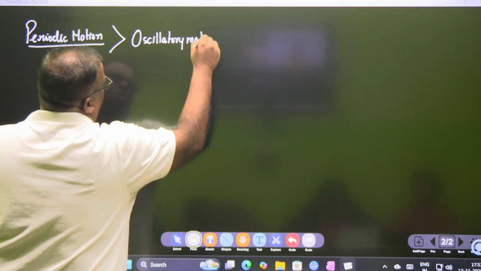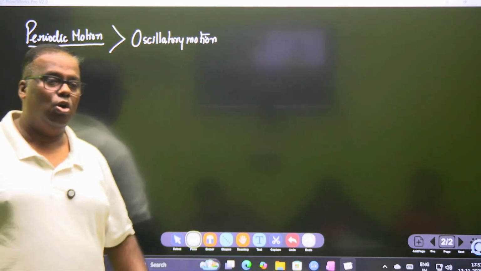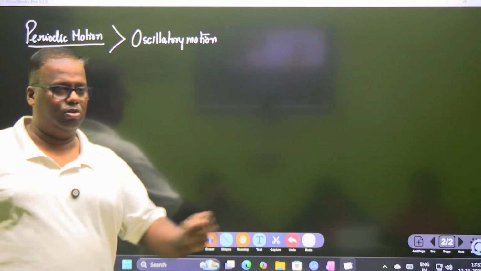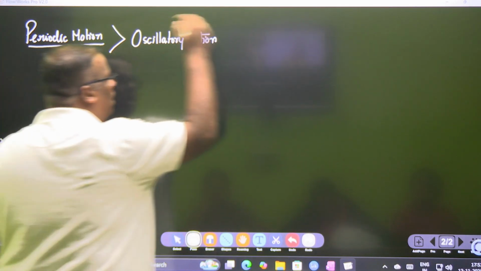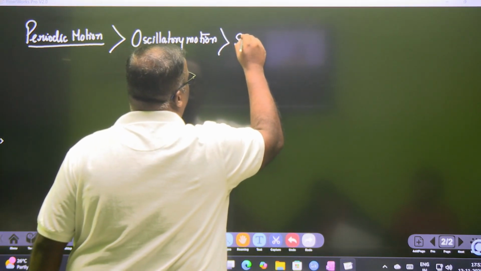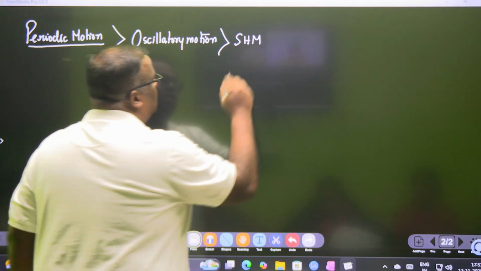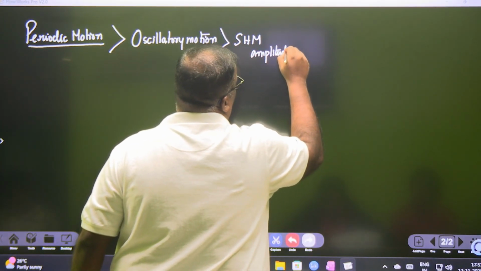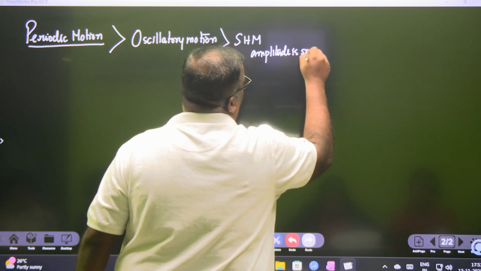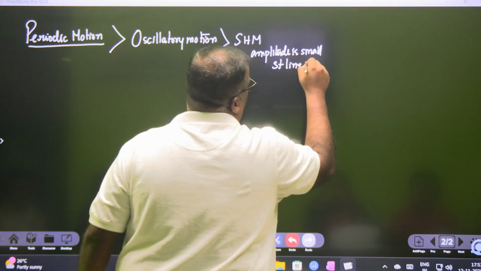Oscillatory motion is a sort of periodic motion in which the body oscillates around its central position. Tick tock, it oscillates. It undergoes an angular oscillation around its mean position. A special class of oscillatory motion can also be an SHM, which is called simple harmonic motion. In this case, the amplitude is very small, and it should almost be a straight line displacement.